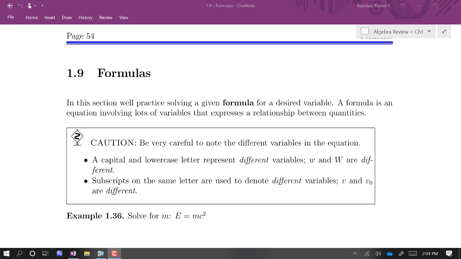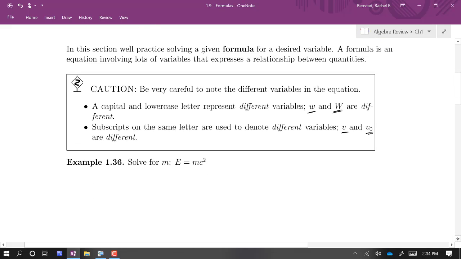A couple of things to be aware of: if we see a lowercase and a capital of the same letter appearing in an equation, those are different variables. Little w and capital W are different variables. It's like having an x and a y. Subscripts are used to do the same thing, like v and v naught are completely different variables. So be aware of that as you're working through these.